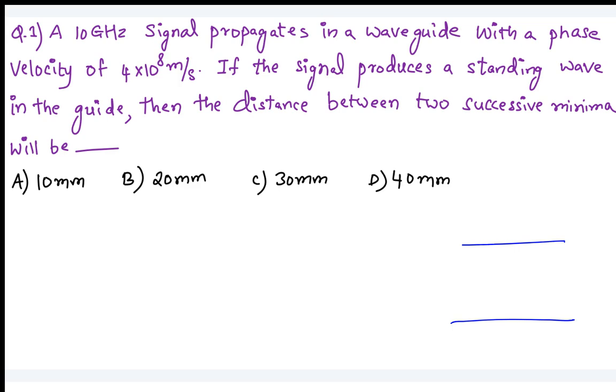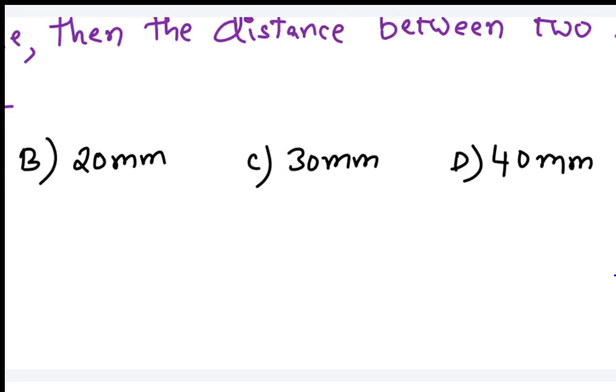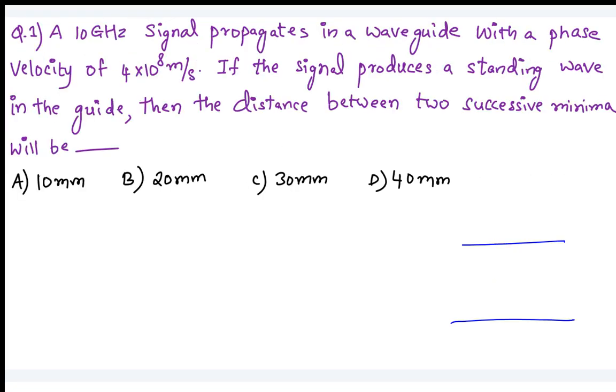I hope you understand what a standing wave is and the reason for it. We have done an extensive discussion on standing waves in transmission lines. Whenever an impedance mismatch happens, a standing wave is produced. So what is the question? It asks for the distance between two successive minima of this standing wave.